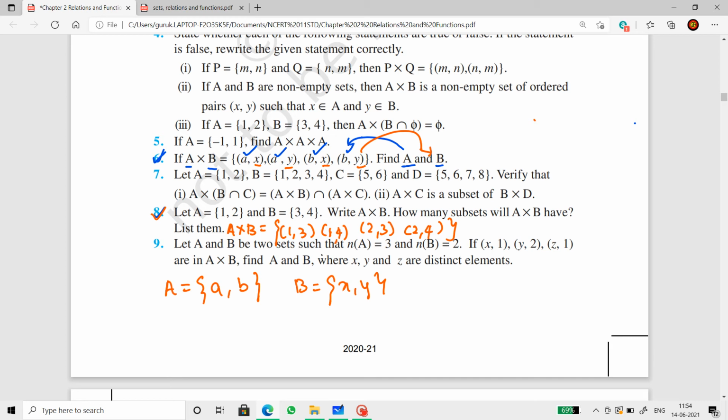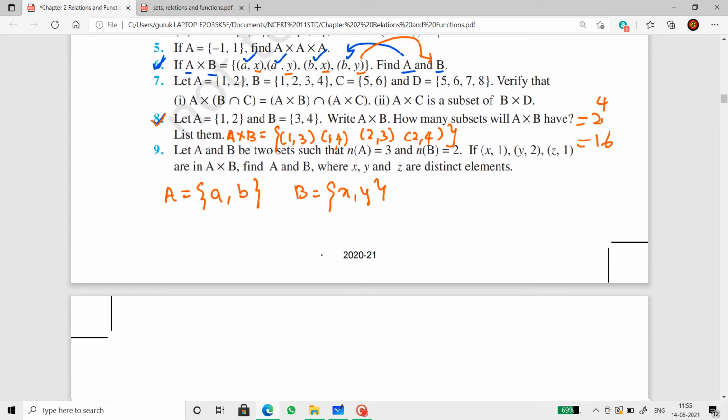All right. How many subsets will A cross B have? Well, how many? So that means the number of subsets. What is the formula for subsets? 2 power n, right? So here we have 4 elements. So the number of subsets will be 2 to the power of 4, 16. Isn't it? Right.